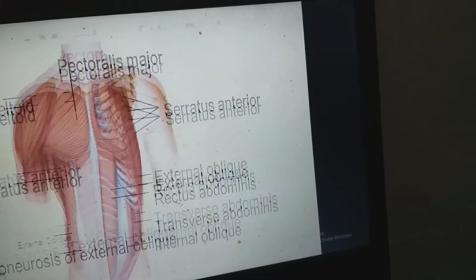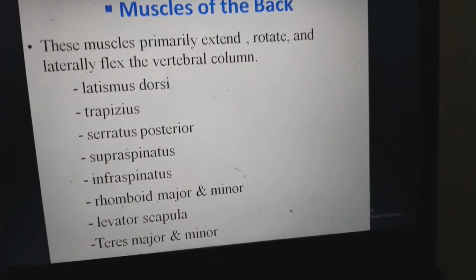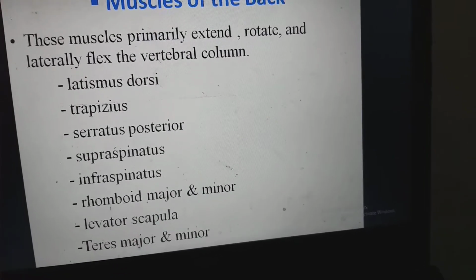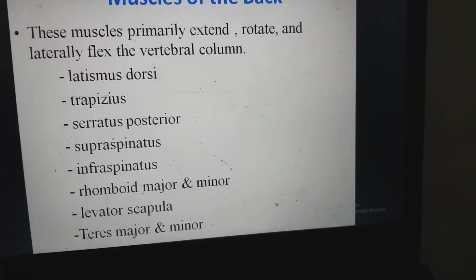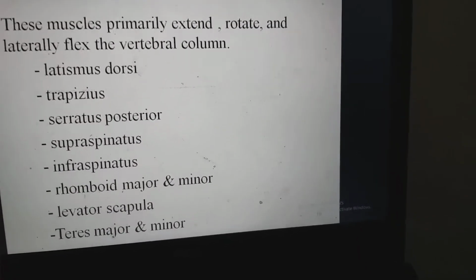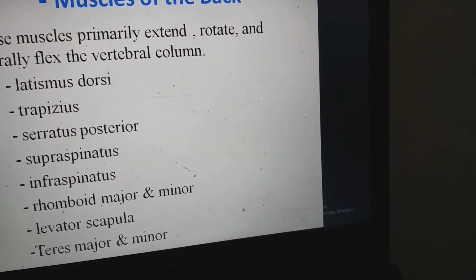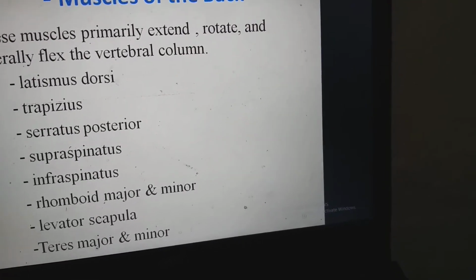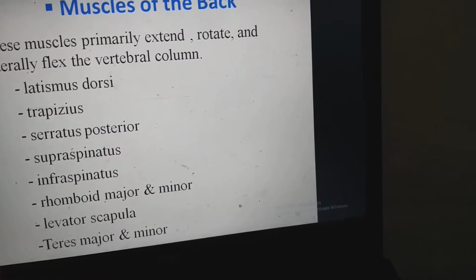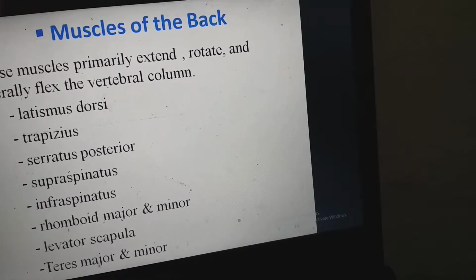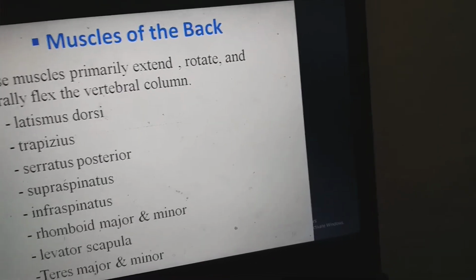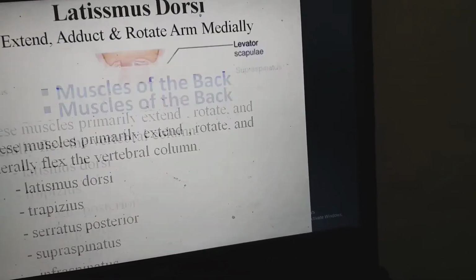These are all muscles. The others are muscles of the back. These muscles primarily extend, rotate, and laterally flex the vertebral column. They include latissimus dorsi, trapezius, serratus posterior, supraspinatus, superior to the spine of the scapula, infraspinatus below the spine, rhomboid major and minor, levator scapulae, which elevates the scapula, levator meaning lifting upward, and teres major and minor. When we say major and minor, one is the large one and the other is small.